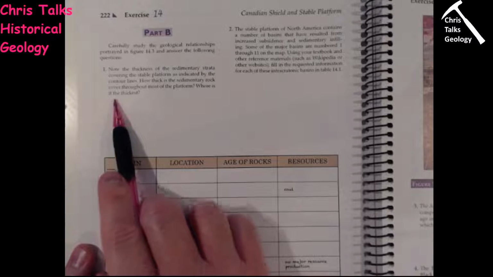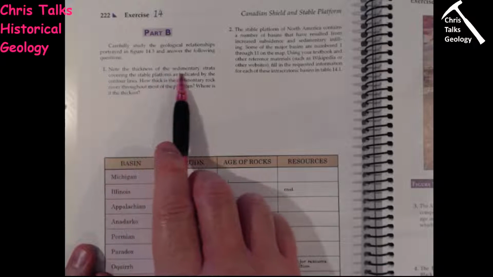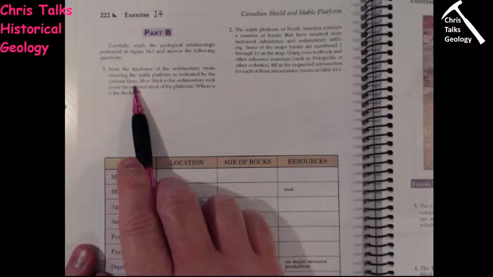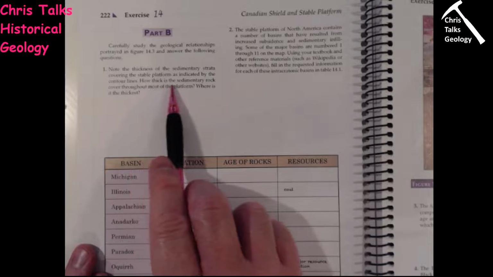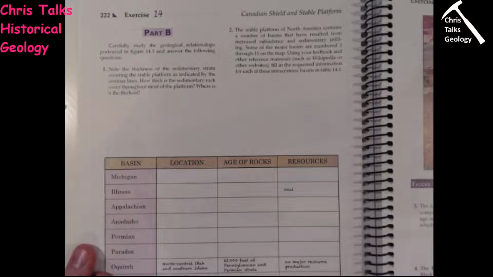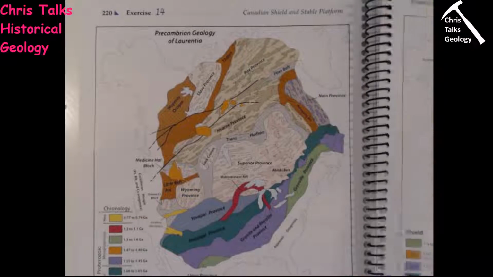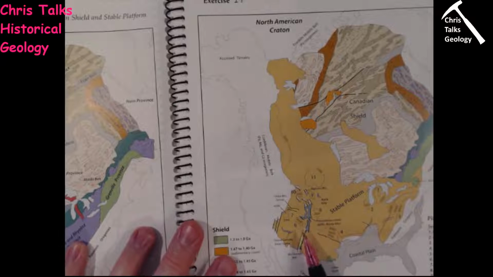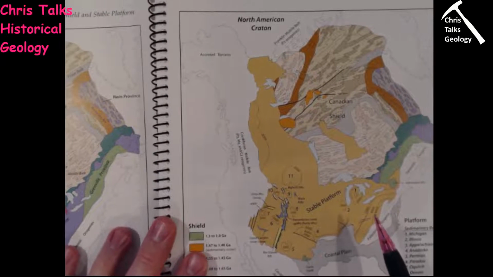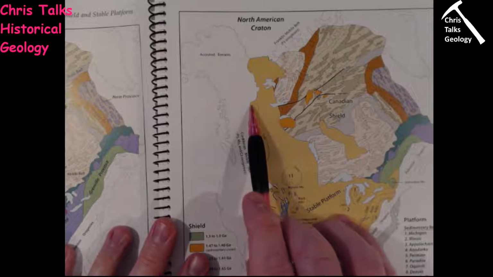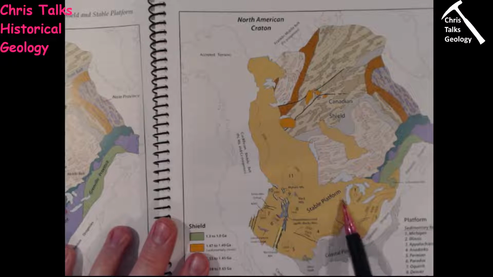Question 1. So note the thickness of the sedimentary strata covering the stable platform as indicated by the contour lines. How thick is the sedimentary rock cover throughout most of the platform? Where is the cover thickest? Okay, so as I just mentioned, the cover is this brown material here. So the first question is, you can see we have all of these brown lines right here. You can see there's one here. You can see there's some here, here, here. They're all over the place.